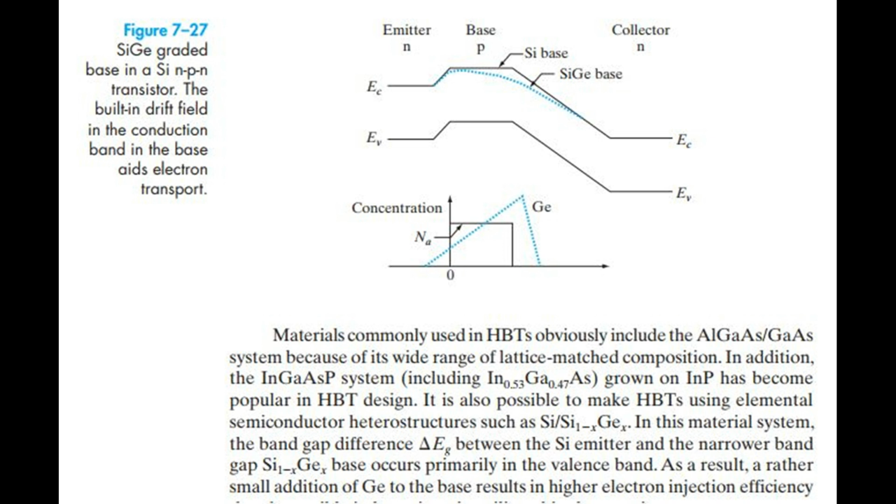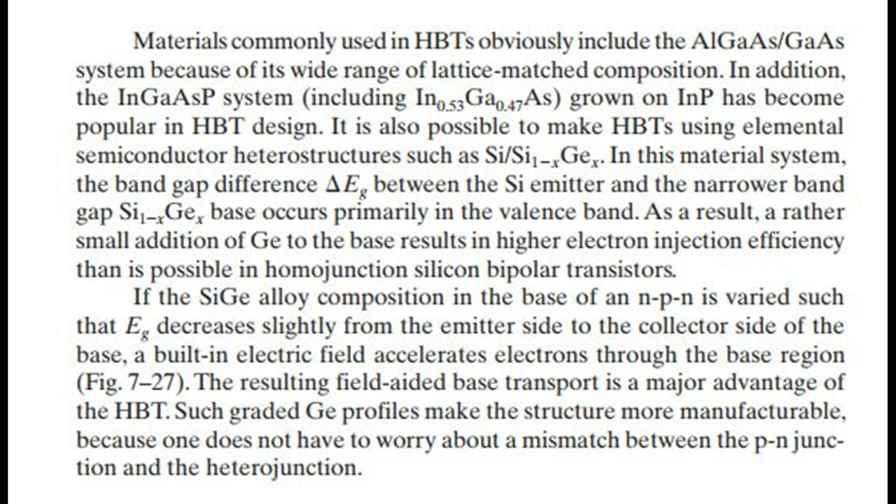In this material system, the bandgap difference, e.g. between the silicon emitter and the narrower bandgap silicon(1-x) germanium(x) base, occurs primarily in the valence band. As a result, a rather small addition of germanium to the base results in higher electron injection efficiency than is possible in homojunction silicon bipolar transistors.